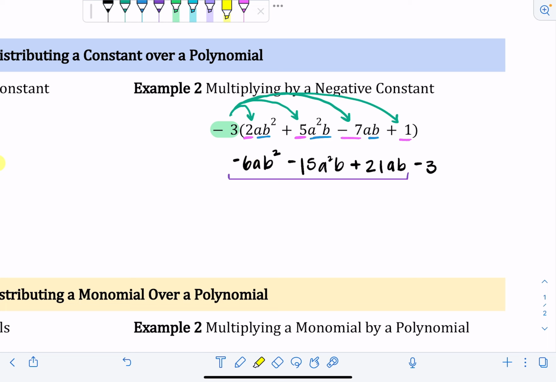But if we look at the first and the third term, those both have a to the first power, but they have different powers of b. One is a b squared and one is a b to the first power, so that would make those different. So none of these terms have the same a's and b's to the same exponent.